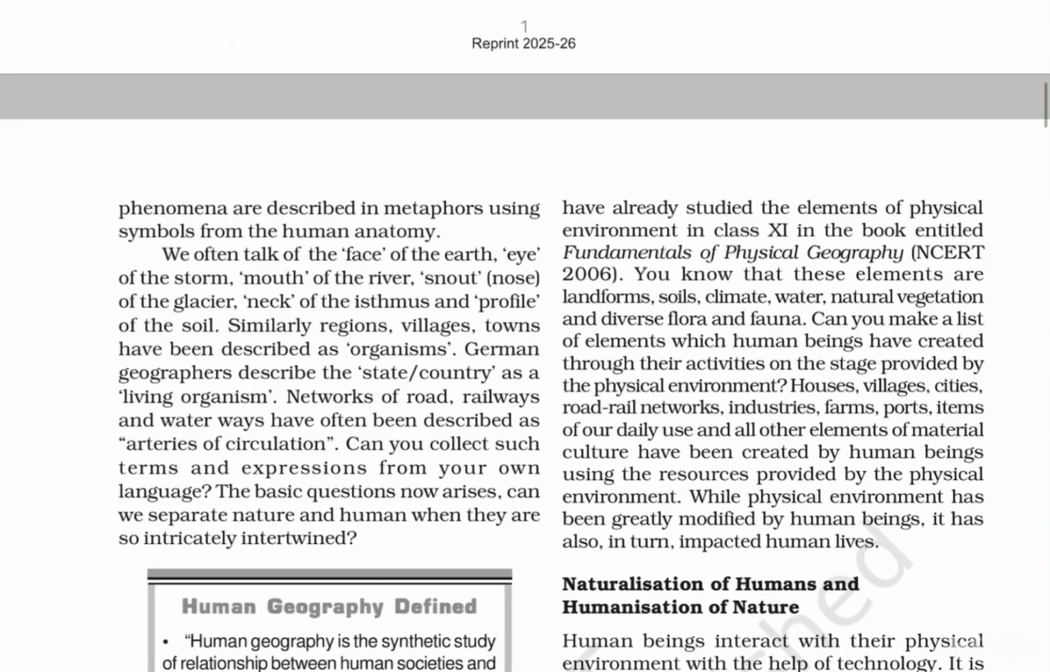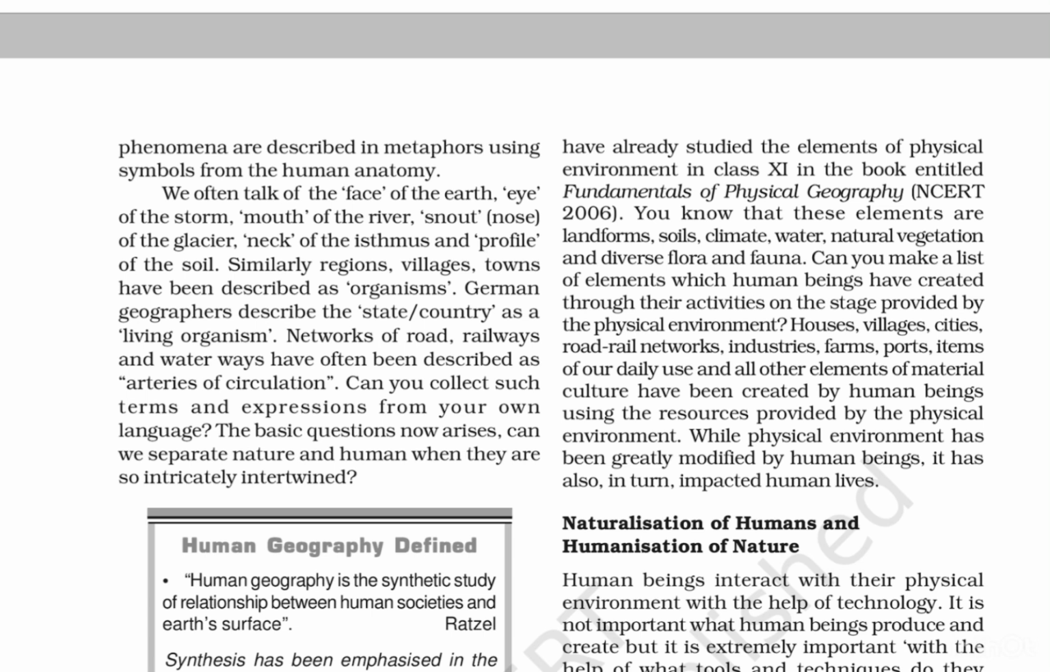It will be very interesting for you to note that these phenomena are described in certain metaphors, like we always say the face of the earth, the eye of the storm, mouth of the river. Similarly, the regions are described as organisms, the rail and roadways are described as arteries of circulation. So this is showing the interlinking nature of both physical geography as well as human geography.